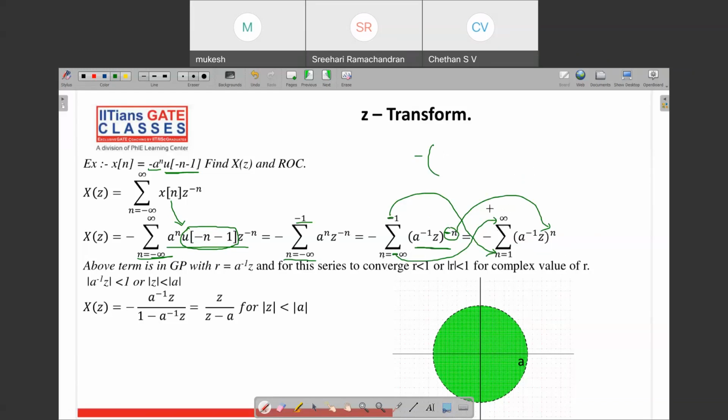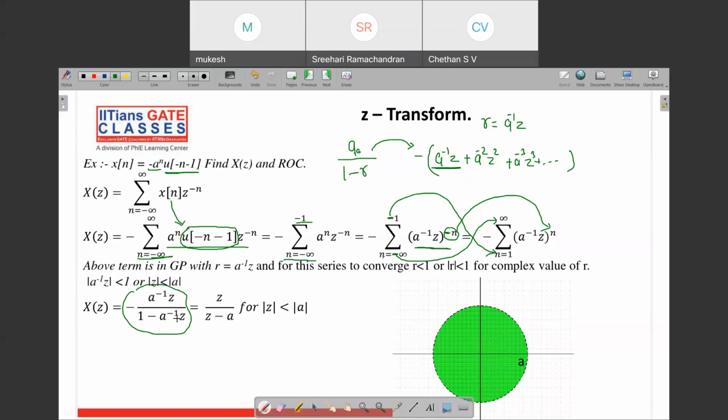There is a minus sign outside. The first term will be a inverse z, the second term will be a to the power minus 2 z square, then a to the power minus 3 z cube, and so on. It will continue. This first term is our a naught, divided by 1 minus r. This is the formula for the summation of the GP. So a naught is a inverse z, and r is equal to a inverse z. Once you put it in this formula, this is what you are going to get: a naught divided by 1 minus r.